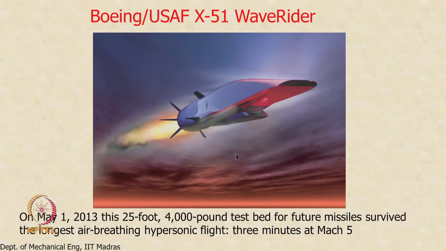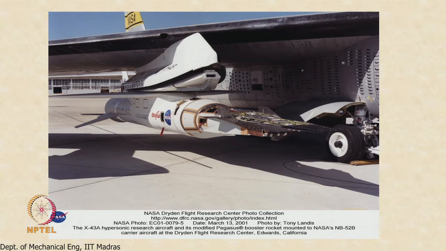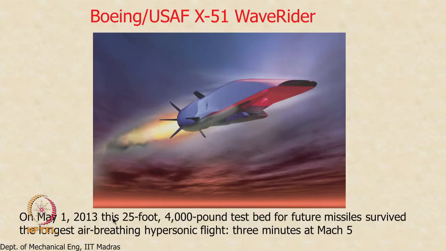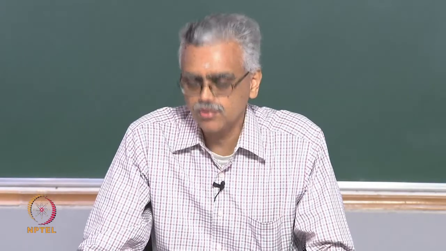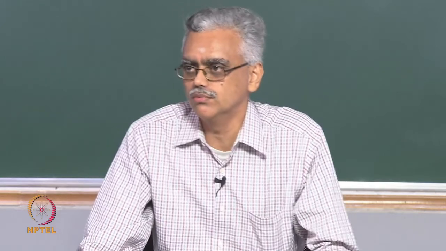In fact, this technology is being tried for nearly 20 to 30 years now. Engineers have been trying to realize this technology for more than 30 years now. And only last year, this vehicle that I showed, this is an artist's conception, but the vehicle that I showed in this figure, this scramjet vehicle, on May 1st, 2013, it actually had sustained hypersonic flight for only 3 minutes. That is the current record for sustained hypersonic flight, at Mach 5 for 3 minutes. So, you can see how far we have come and how far we have to go.